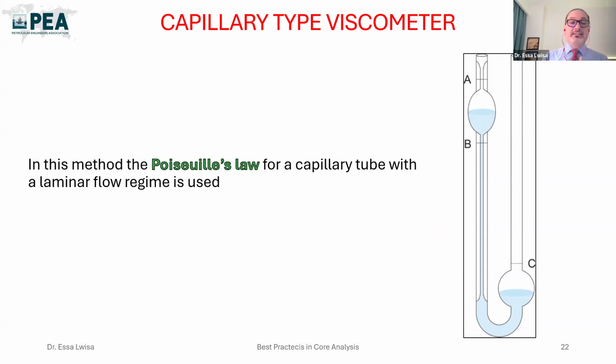in centistokes. You take that viscosity value in centistokes, you multiply it by the density of the fluid, and you will get the viscosity in centipoise. So you first measure the kinematic and then the dynamic viscosity.